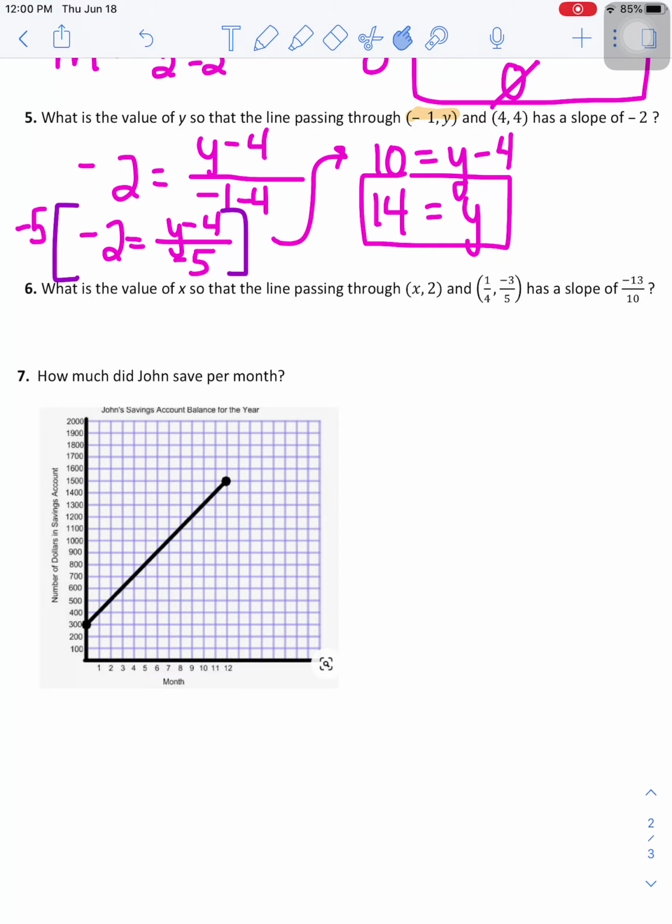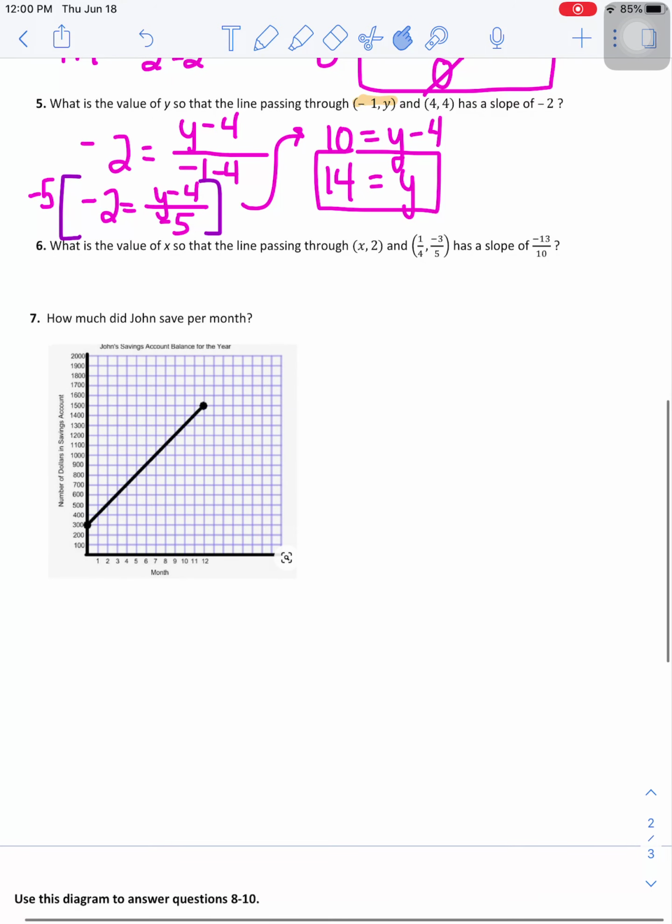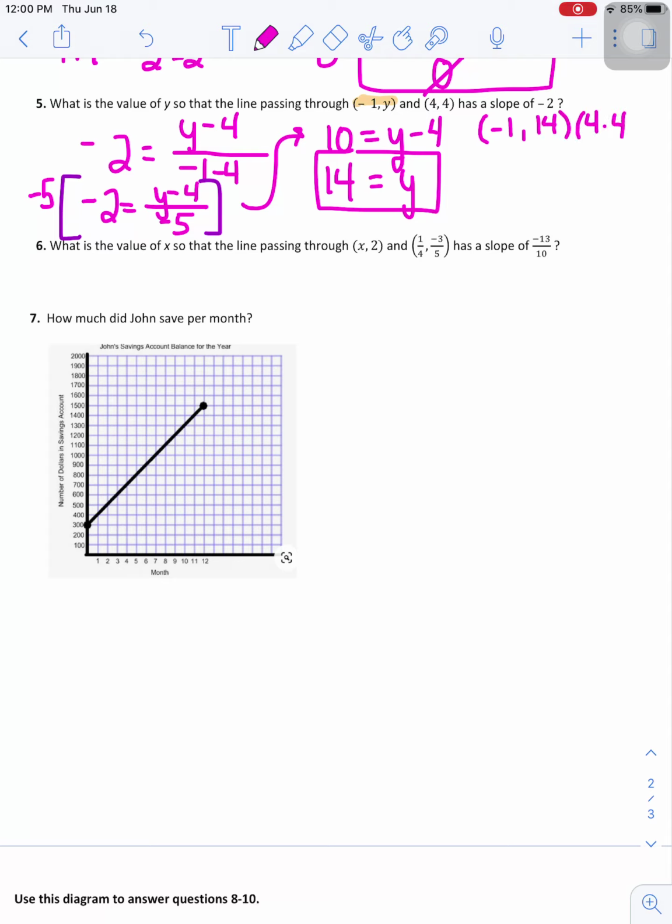Now, if you really wanted to check your answer, you can in this case. Because if you were to plug that back in and say that you have the points (-1, 14) and (4, 4), when you get the slope of that line, you should get -2. So let's check it. M equals, if I subtract the y's, that's 14 minus 4, and then in the denominator, subtracting the x's, -1 minus 4. So you get 10 over -5, which is the slope of -2. So you know that you did it correctly.